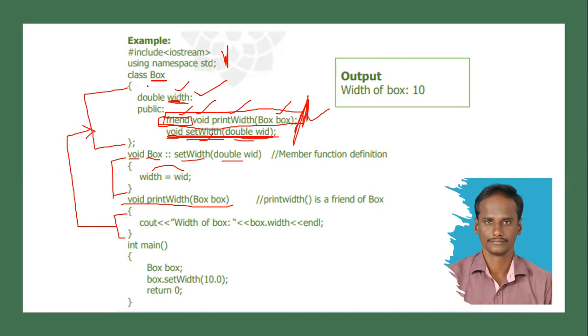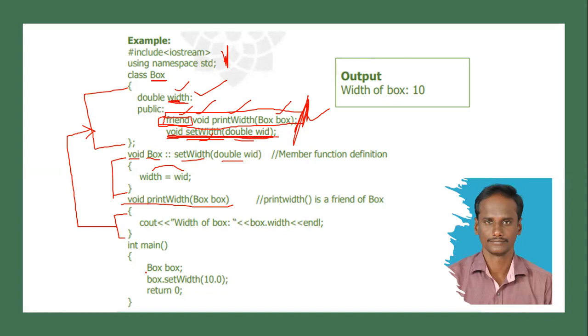Don't be confused here, there is no private keyword. How is it private, right? Already I told you that if you have not specified any access specifier in C++, by default it is considered a private data member. So here width does not have any access specifier, so it is considered a private data member. So now the friend function has the right to access this data member. That is the main advantage of a friend function.